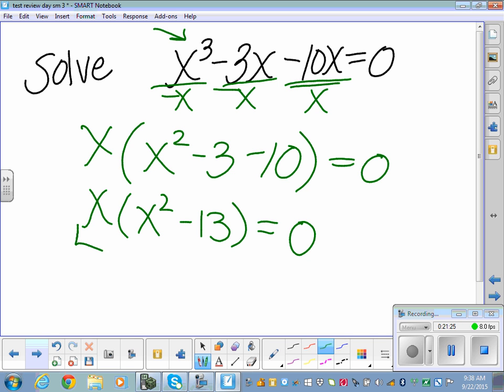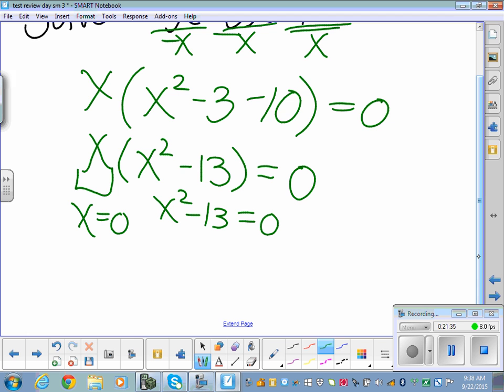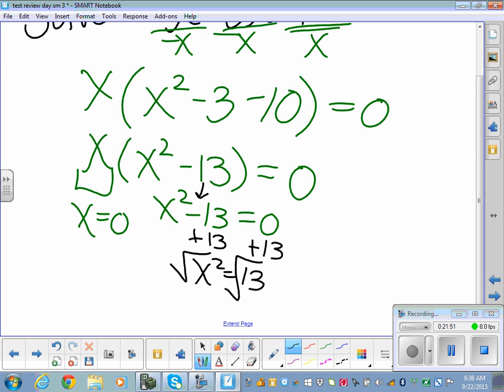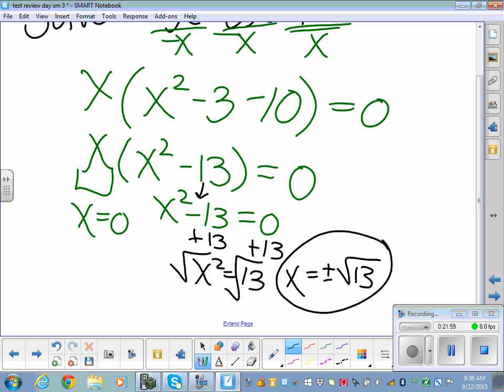And then from here, we can set each of our factors equal to 0. So x is equal to 0. There's one of our answers. And then x squared minus 13 is equal to 0. Can we solve that one pretty quick? Yes. So we would add 13. Since we're missing the middle term, the bx term, I would suggest just isolating x squared and then taking the square root. So add 13. We have x squared is equal to 13, then take the square root of both sides. So we have x is equal to plus and minus the square root of 13. Then you go up to the side and see if that simplifies, and it doesn't. There's 1, 2, 3 answers. Questions on that one?